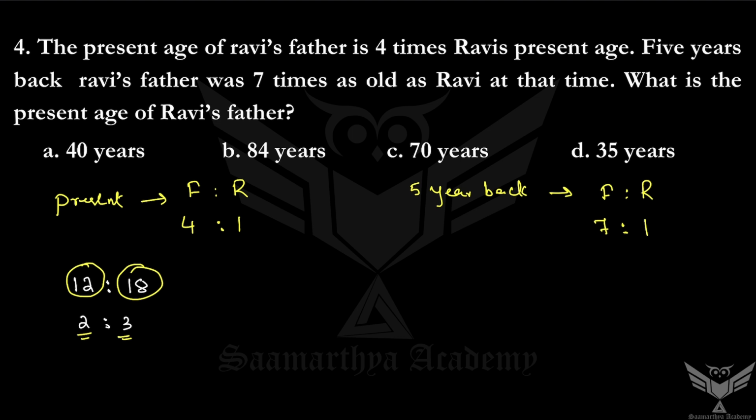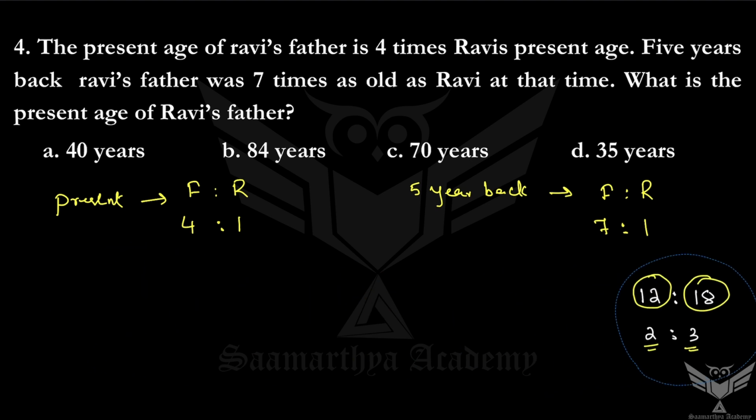Now, the same way, if I remove this, I'll put it here aside. Now, the present ratio is 4 is to 1. What is meant by 4 is to 1? The father's current age should be divisible by 4. Now, use the options. Clearly, 70 and 35 are not divisible. Either it should be A or B. 40 and 84 both are divisible by 4. By making use of this, we eliminated two options.